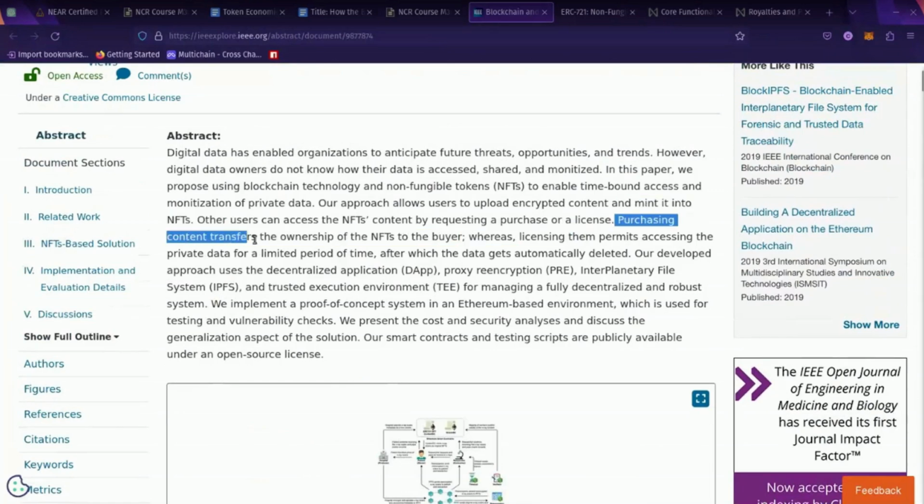So purchasing the content transfers the ownership of the NFT to the buyer, whereas licensing permits accessing the private data for a limited period of time, after which the data gets automatically deleted. So they're actually using an idea where you can download the data, and it gets deleted from a license, which is pretty cool as well.